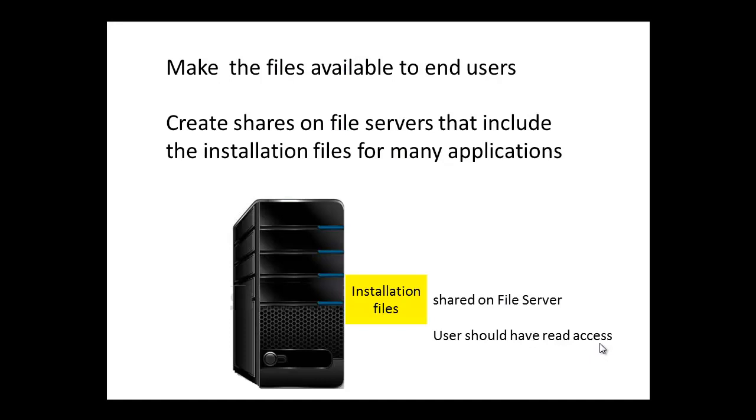Before we make the files available to the users, we need to put those files on our file server. We need to create a file share on the file server that includes the installation files for that piece of software or application that we want to deploy to the users. We also have to make sure that we give the user access to that shared folder. And the access that we should give that user, the least access, is read access to the shared folder that contains the installation files for the application that we want to deploy.